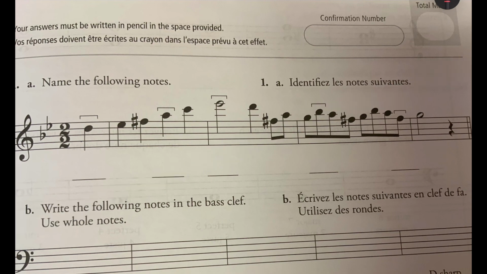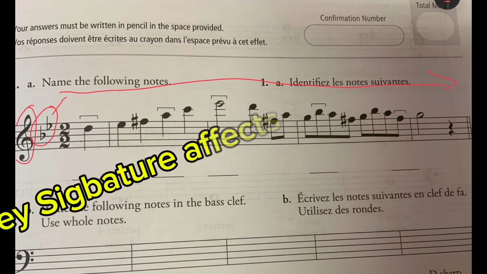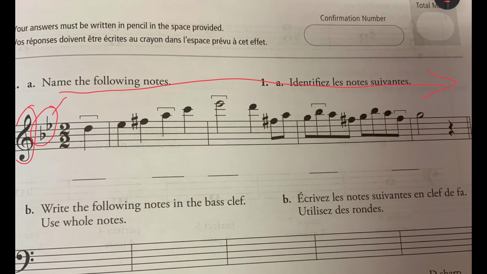Again, always look at your clef. Now look at this key signature, B flat, E flat. It affects the whole line. And sometimes students forget to see that. For instance, let's take a look at this note right here. What note would that be? It will be a B flat.